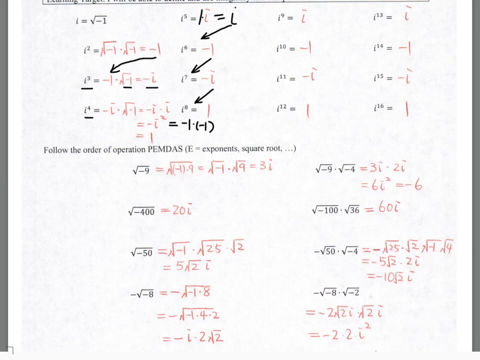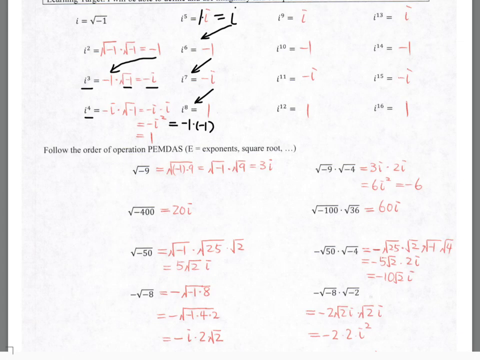So all you have to do is count how many times it can be divided. Take the power being raised to, divide it by 4, and then the remainder tells you the value. If the remainder is 1, it's going to be i. If the remainder is 2, it's going to be -1. If it's 3, then it's going to be -i. If it's 4, then it's going to be 1. So this is an interesting aspect of imaginary numbers.